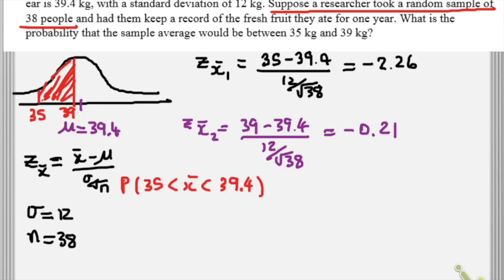So what we're trying to do now is to figure out the probability that the sample mean lies between 35 kilograms and 39.4 kilograms.